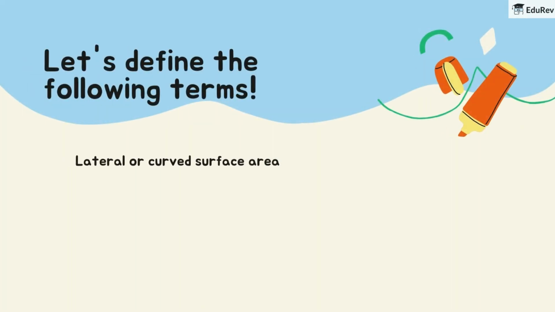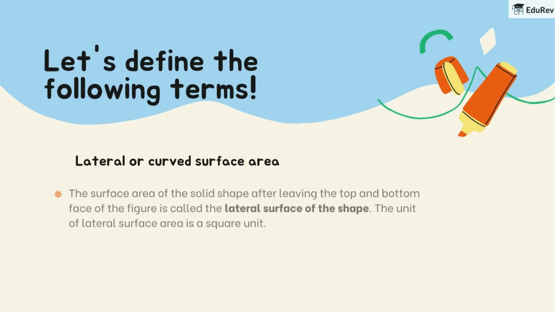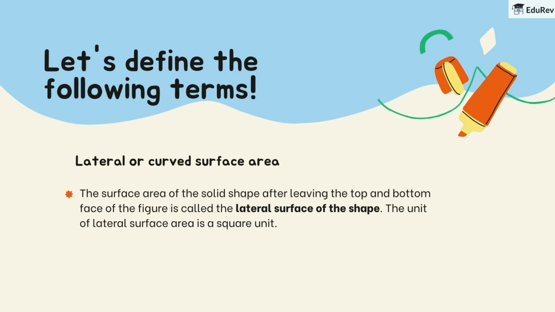Another term we need to know is lateral or curved surface area. This is the surface area of the solid shape after leaving out the top and bottom faces. It's measured in square units.